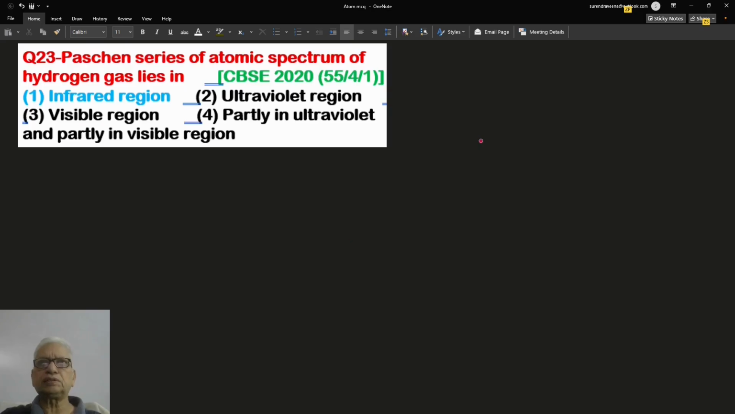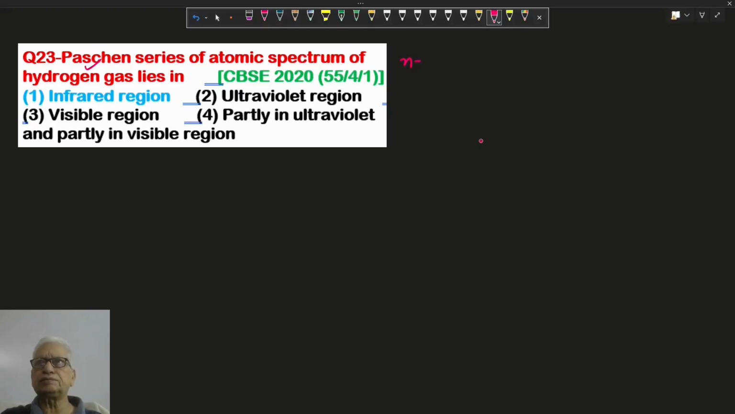Here, in the Paschen series, n1 is equal to 3 as the initial, and n2, the final, should be more than 3, means 4, 5, 6, 7, etc. So the Paschen series belongs to the infrared region. First is the Lyman series, UV rays. Second is the Balmer series, visible, and all others belong to infrared regions. So option 1 is correct.